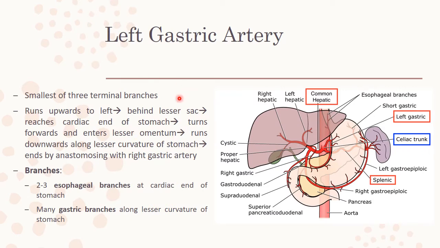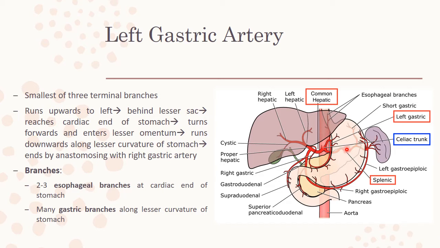So the left gastric artery is the smallest artery which arises from the celiac trunk. You can see the left gastric artery over here arising from this celiac trunk. It runs upwards to the left. It goes behind the lesser sac of the peritoneum and then it reaches the cardiac end of the stomach. Over here you can see that we have two ends of the stomach. We have a cardiac end over here, and we have the pyloric end over here.